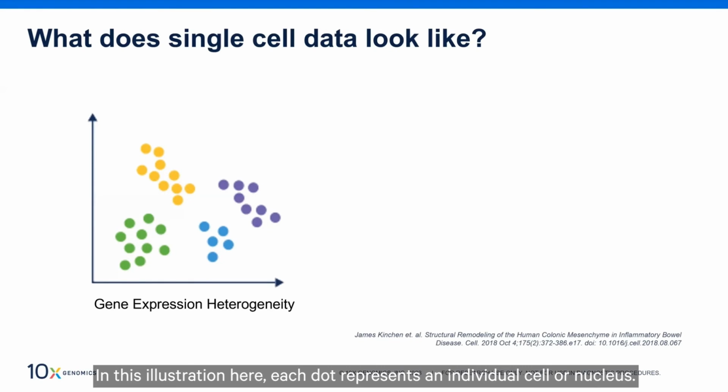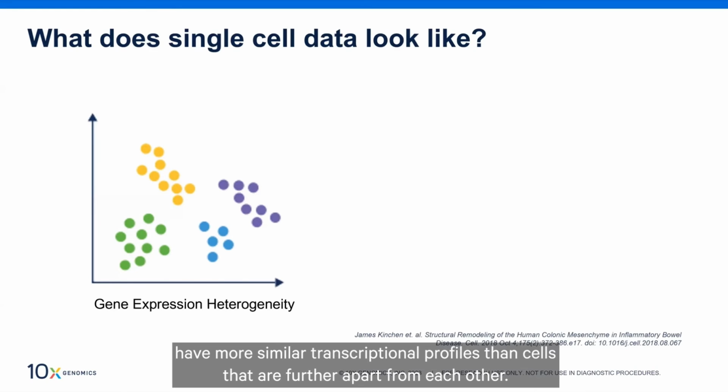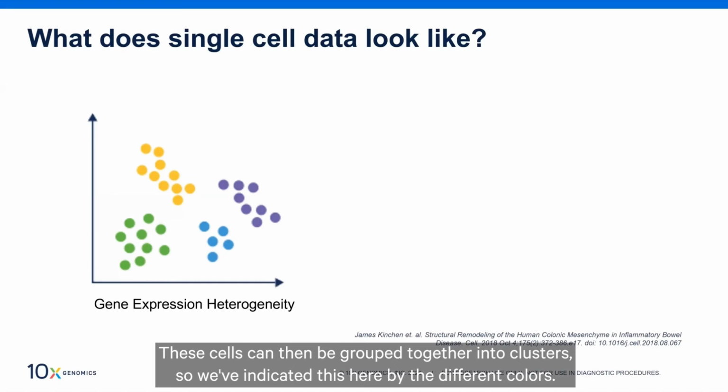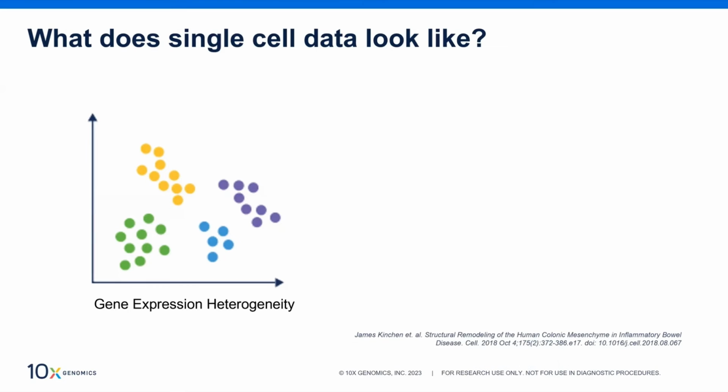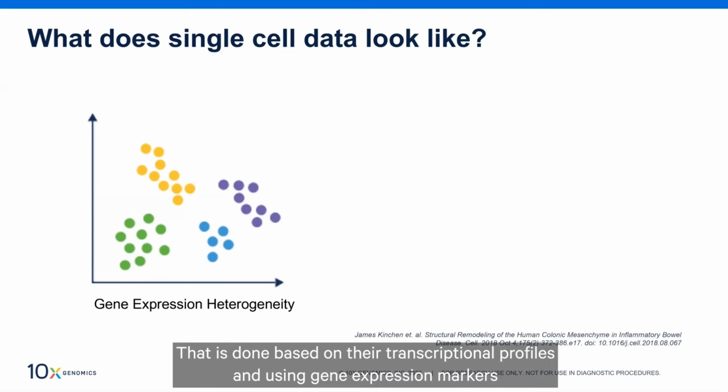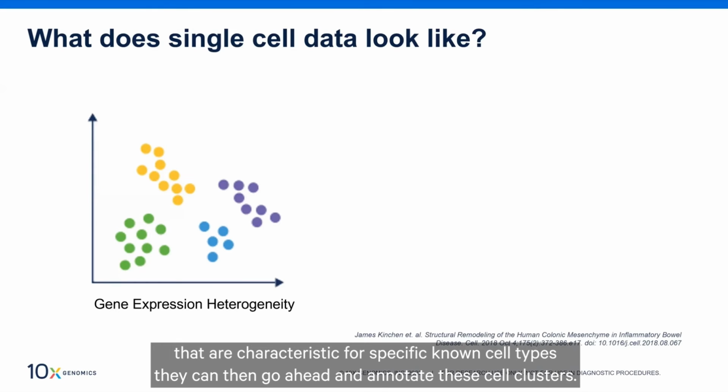So in this illustration here, each dot represents an individual cell or a nucleus, and cells that are closer together, plotted together in this t-SNE plot, have more similar transcriptional profiles than cells that are further apart from each other. So these cells can then be grouped together into clusters. We've indicated this here by the different colors, and that is done based on their transcriptional profiles and using gene expression markers that are characteristic for specific known cell types. You can then go ahead and actually annotate these cell clusters.